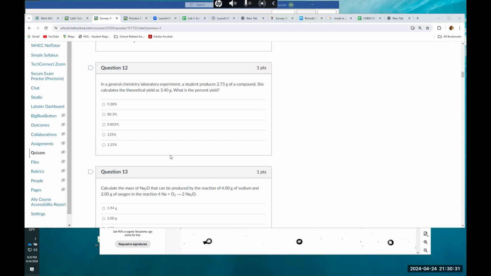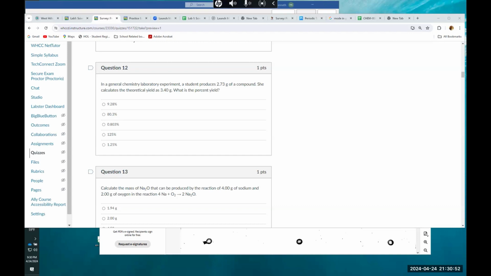In a general chemistry lab experiment, a student produces 2.73 grams of a compound. She calculated the theoretical yield as 3.40 grams. What is the percent yield?